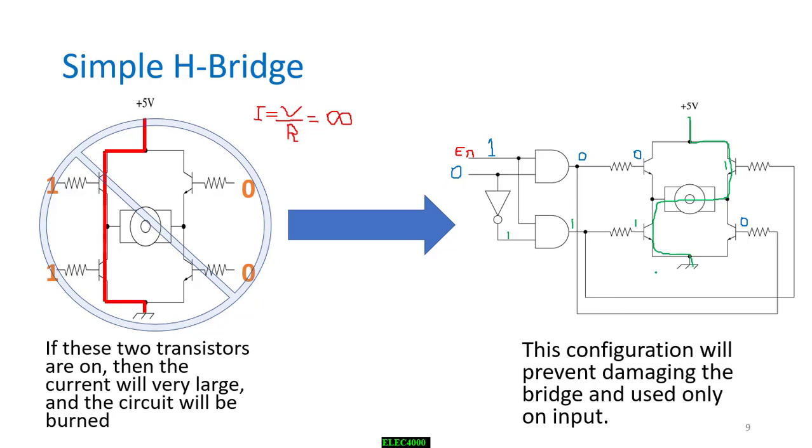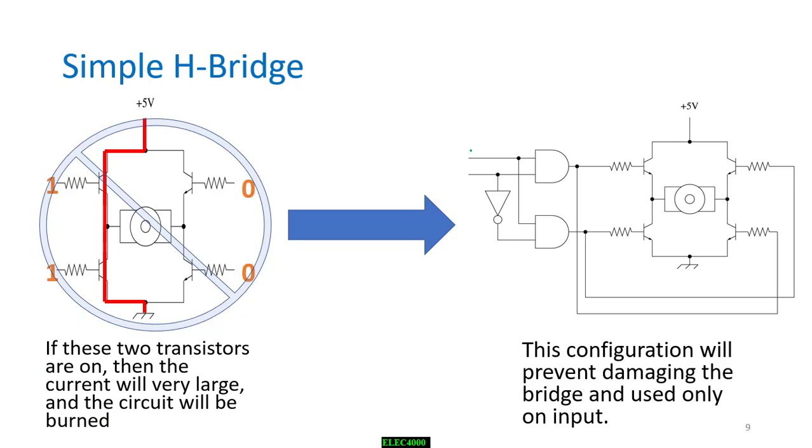Okay, the other way around, if the input here was 1, then the output here will be 1 and this one will be 0, and the current will be flowing in the other direction. So earlier I said that this circuit is also used for controlling speed. How do we control speed? In order to control the speed, we need to do what? We need to switch the motor on and off.